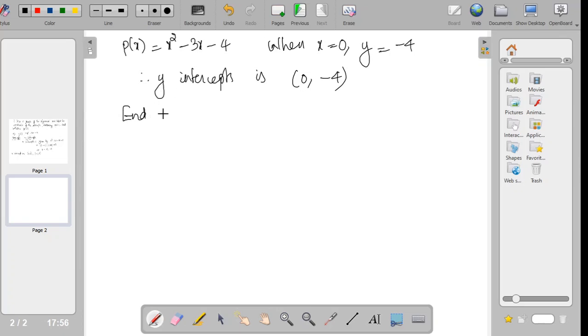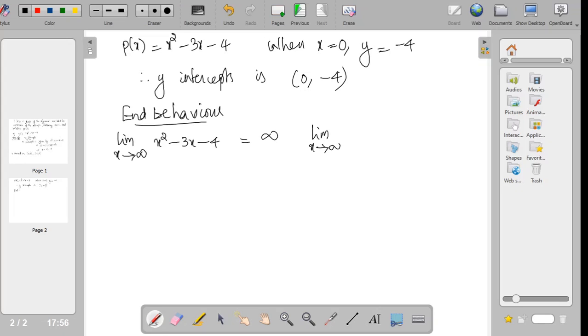Now let us look at the end behavior of the function. When you take limit x tends to infinity, x square minus 3x minus 4, the highest degree term is of even degree. So limit x tends to infinity, x square minus 3x minus 4 will be infinity, and limit x tends to minus infinity, x square minus 3x minus 4 is also infinity. So that is the end behavior of the function.